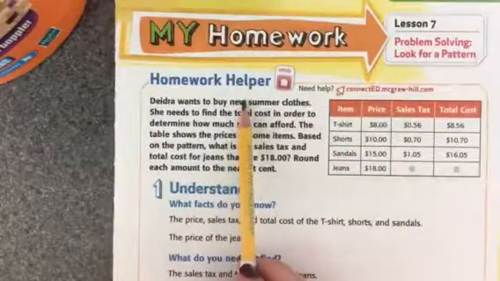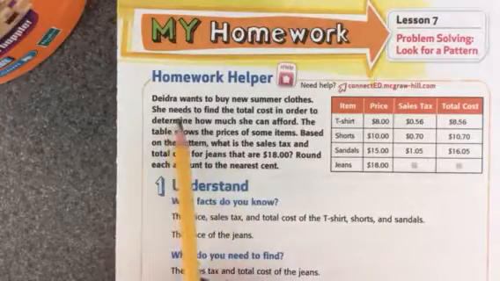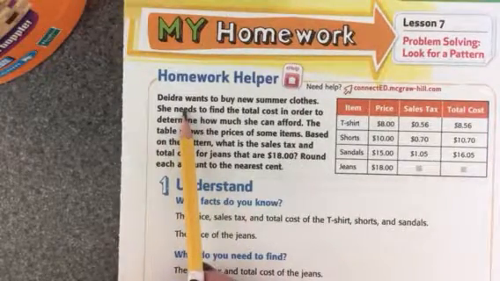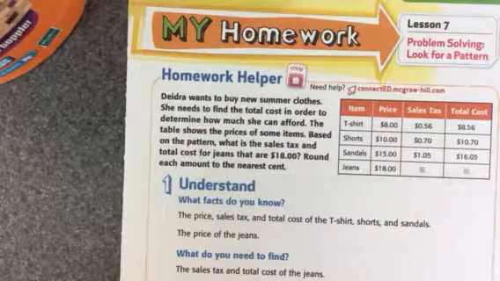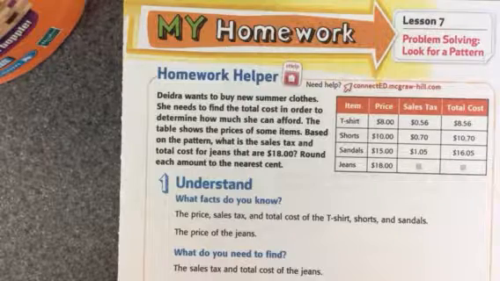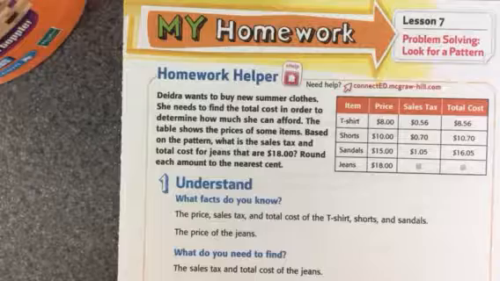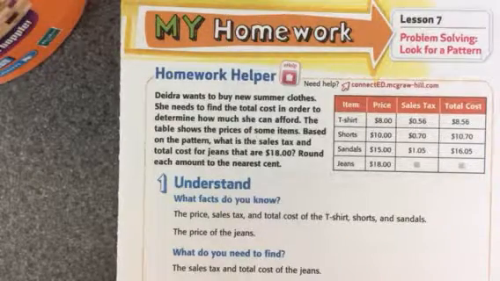We're going to look at the homework helper section and then we'll work on these problems together. Deirdre wants to buy new summer clothes. She needs to find the total cost in order to determine how much she can afford. The table shows the prices of some items. Based on the pattern, what is the sales tax and total cost for jeans that are $18? Round each amount to the nearest cent.